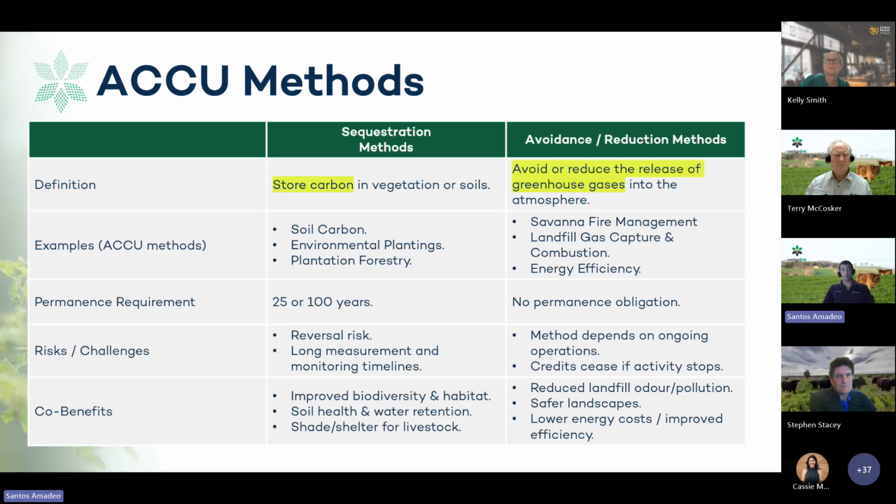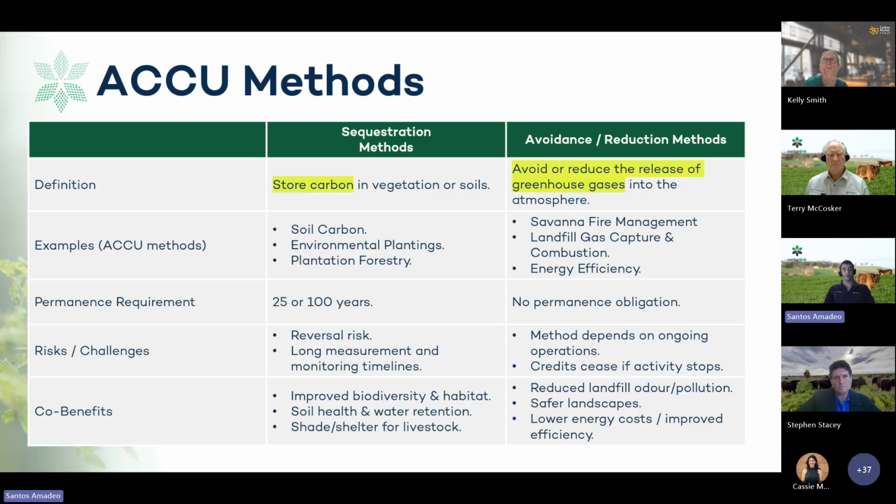So looking into the ACCU methods, there was also a bit of confusion between the different kinds of methods. To separate them in an overview, there are the sequestration methods and the avoidance or reduction ones. The sequestration ones are those that store carbon in vegetation or soils, such as the soil carbon method, which is the one Carbon Link deals with directly, and also in this category, environmental planting and plantation forestry, among others. On the avoidance side of things, savanna fire management is a common one, where they do cool burnings to avoid the bigger, higher emitting fires later in the dry season.